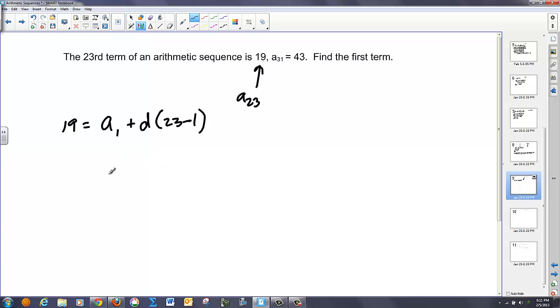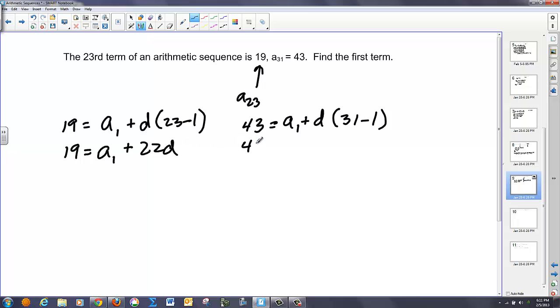I also know that I have 43 being my 31st term. That's equal to my first term plus the common difference times its subscript, which is 31, minus 1. Now notice, this is 19 equals the first term plus 22d, and this is 43 is equal to the first term plus 30d. I have two equations, two unknowns, and I should be able to solve this system.